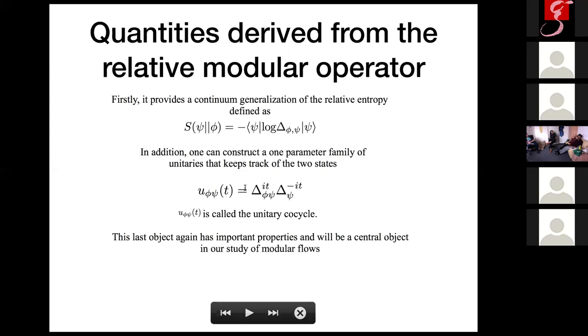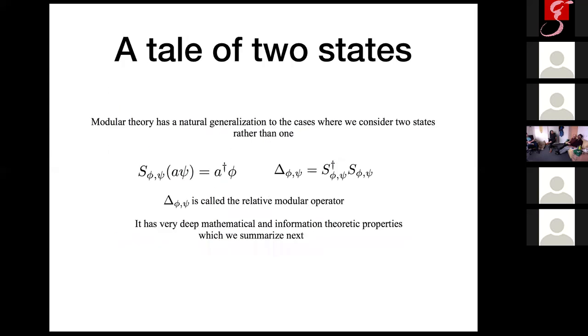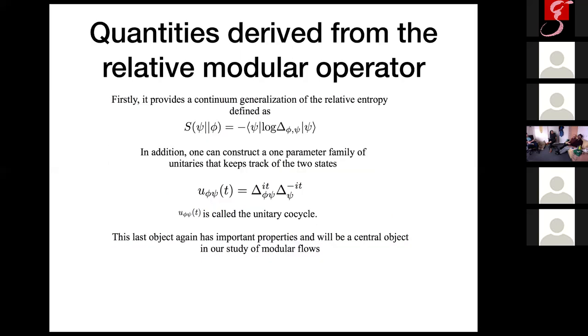The mathematical part, the thing that is useful for us, is this object. Someone else asked, not exactly this question, but what is the corresponding unitary group that this relative modular operator generates. What mathematicians like to do is, instead of just looking at delta phi psi to the it, they look at this combination. And this is called the unitary cocycle.